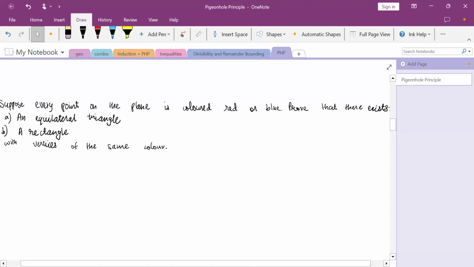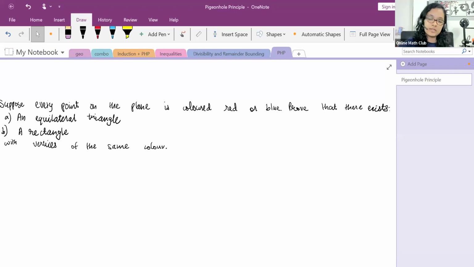Like there are infinitely many points. Yeah, every single point is colored. It's not graph theory. It's like you're taking a plane and every point has some color. So now we try to use some sort of argument to show that there must be some 3 points forming an equilateral triangle and all 3 of them have the same color.